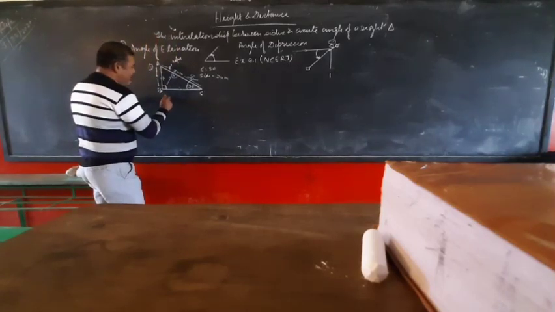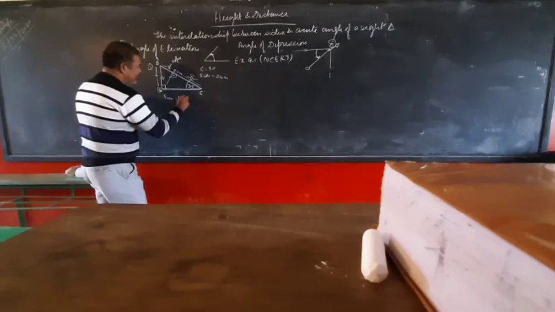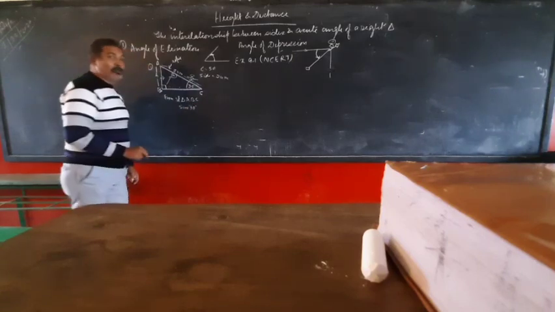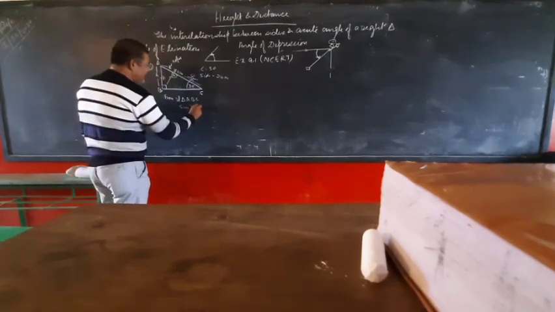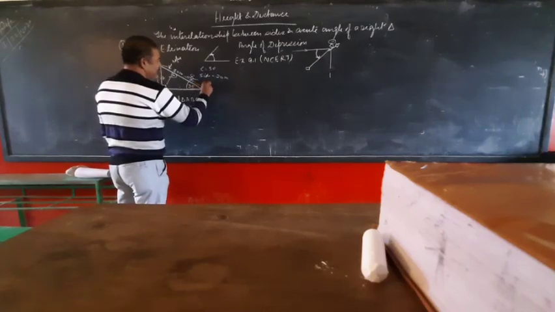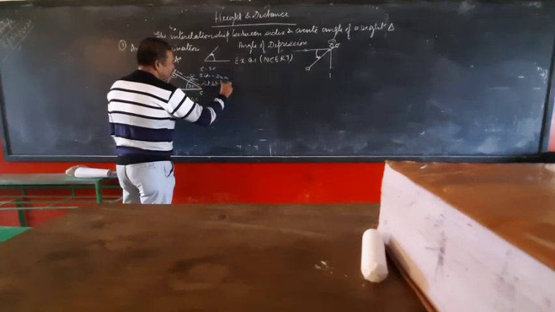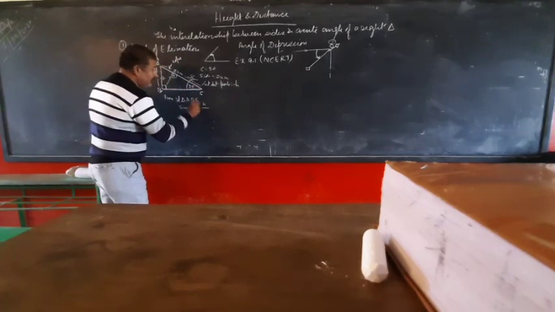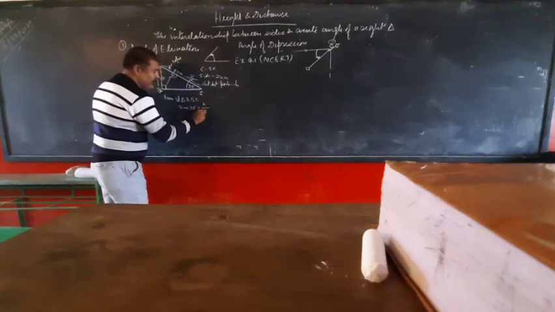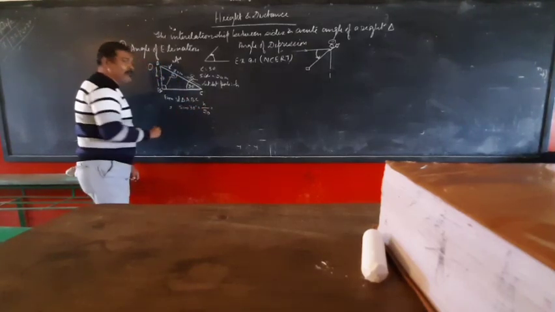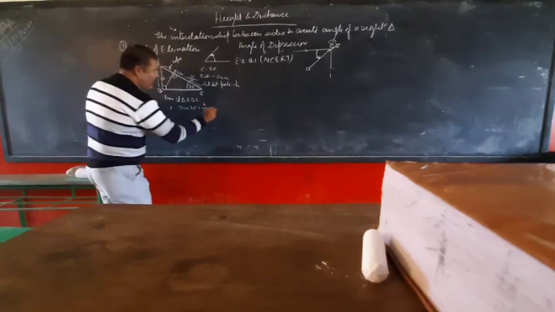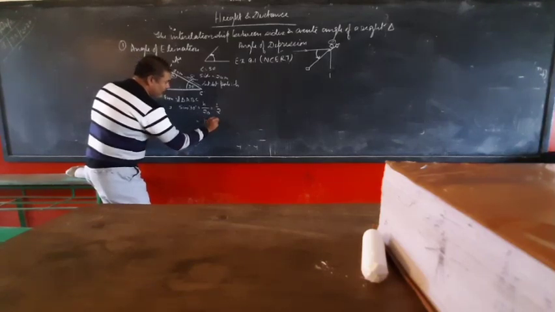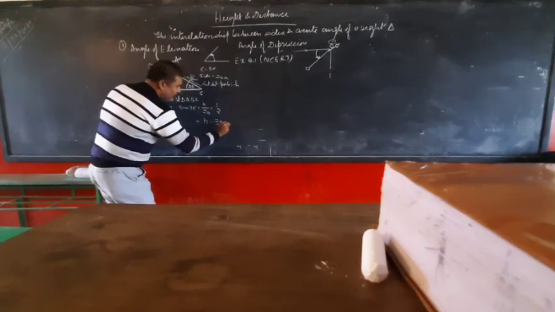So you write here: from right triangle ABC, sine 30 degrees is equal to P upon H. You have assumed that the height of the pole is equal to h, so P is h, and H is given as 20. Then sine 30 degrees, what is the value of sine 30 degrees? 1 upon 2. So here we find the value of h. h is equal to 20 upon 2, that is equal to 10.